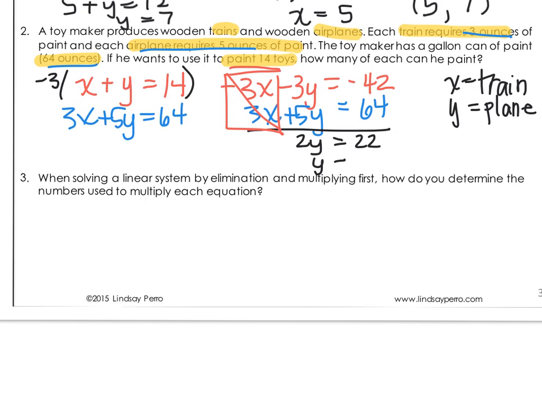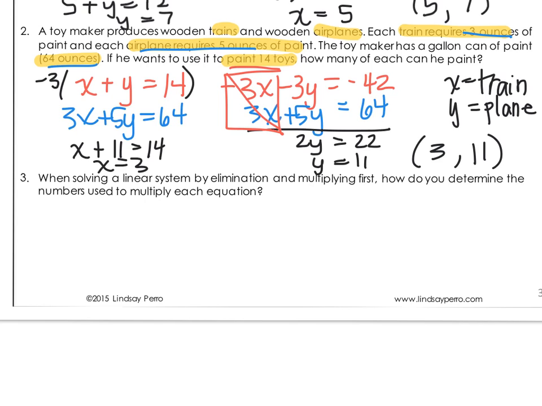So y is 11. So when I go back here, I've got my x plus y, which is 11, equals 14, which means x is 3. So how many of each can he paint? 3 trains, 11 planes.